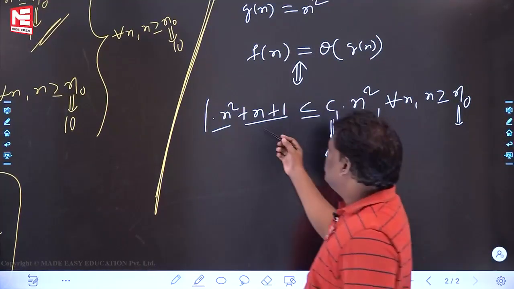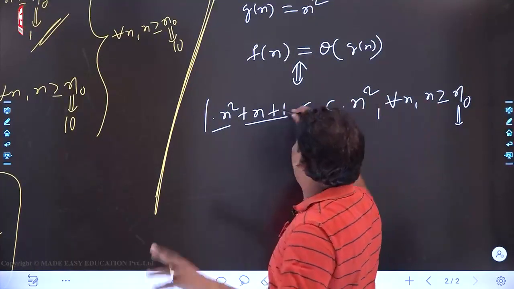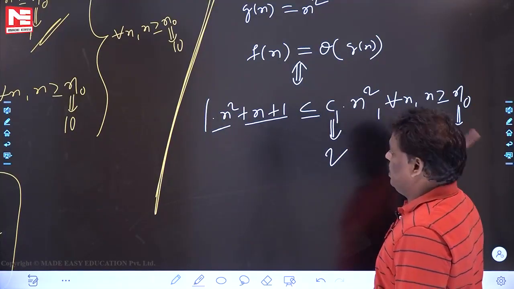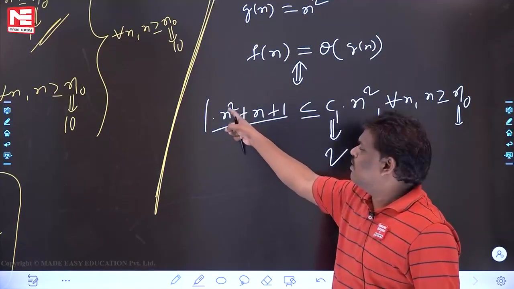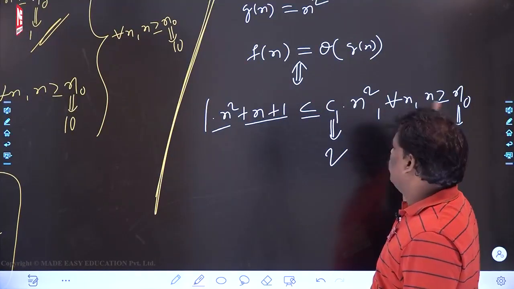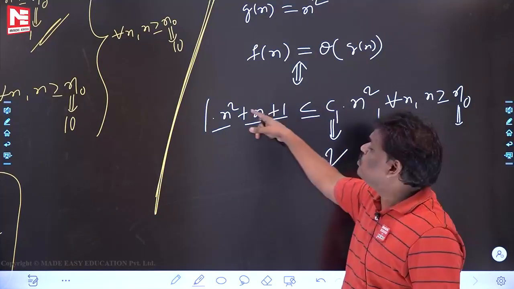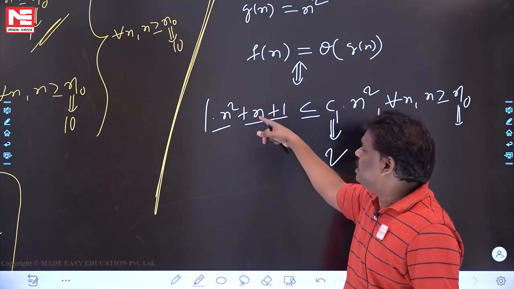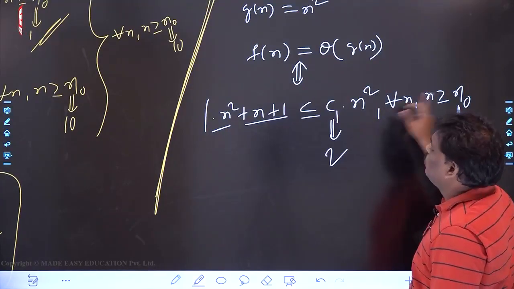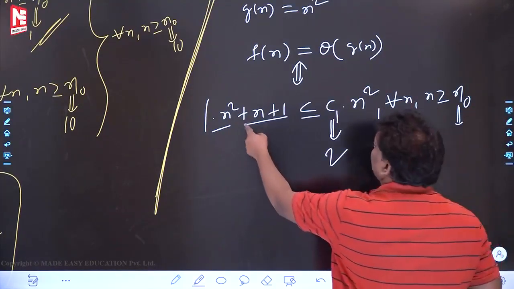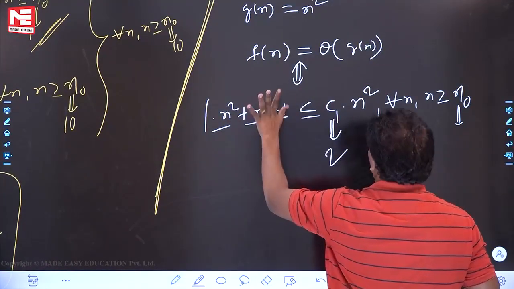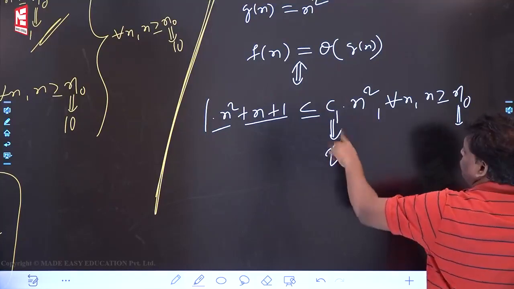Let's check, if you want. I will verify also. n value 1, what is the answer? It is 3, and this is 2. Fail. Next one, n value 2: 4 plus 2, 6 plus 1, 7. This is 4 by 2, 2 only. Fail. Next, n value 3: 3 square 9, 9 plus 3, 12 plus 1, 13. This is 9 by 2. Fail. Next, n value 5: 25 plus 5, 30 plus 1, 31. This is 25 by 2. Fail.